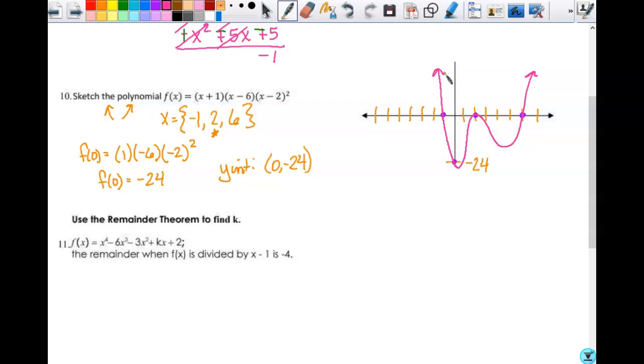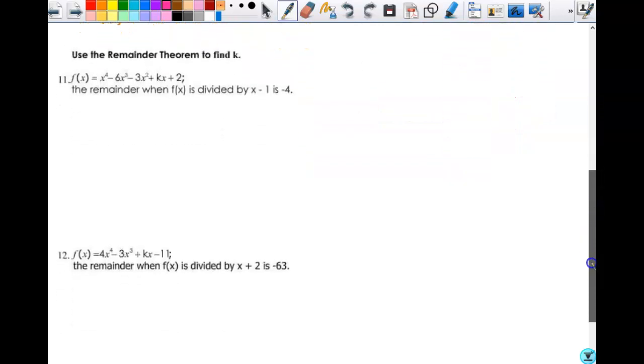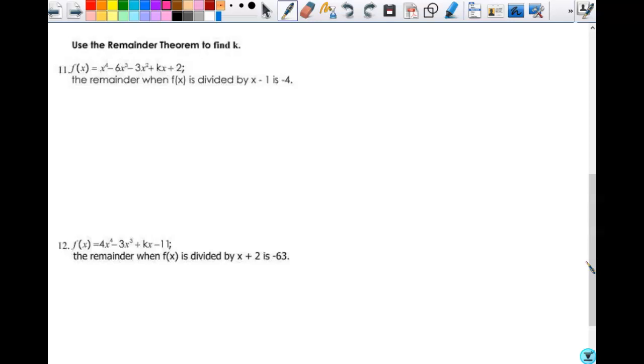All right, so then I'm going to do the remainder theorem. Use the remainder theorem to find k. So I have this function with a k in it. I have the remainder when it's divided by x minus 1. That means that 1 goes on the outside. On the inside here, this is a 4th degree, so I need 5. 1, 2, 3, 4, 5. So I don't need any placeholders. This is 1, negative 6, negative 3, k, and 2. And the remainder they gave me, it's negative 4.